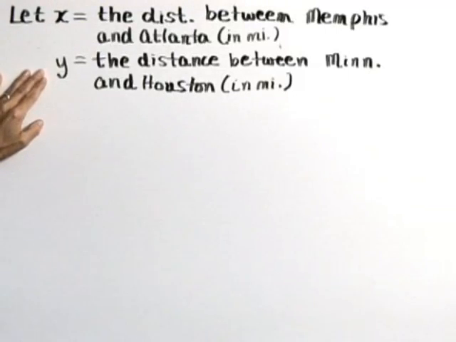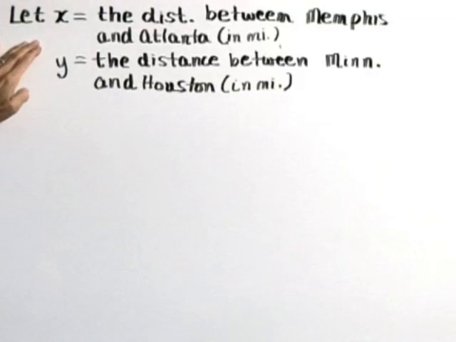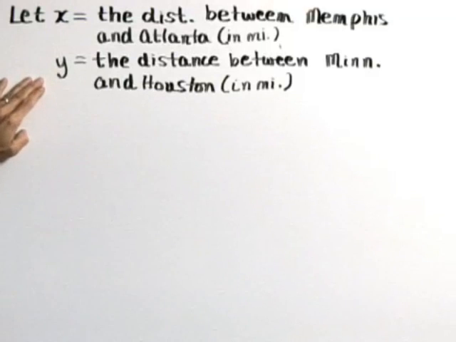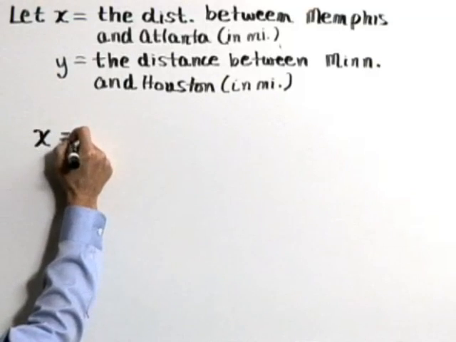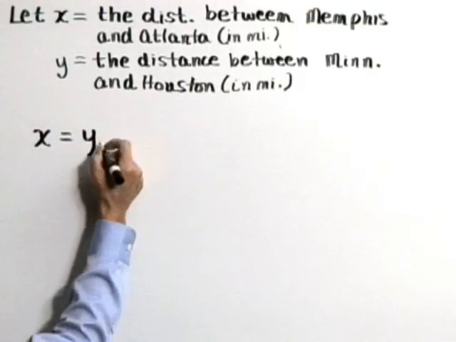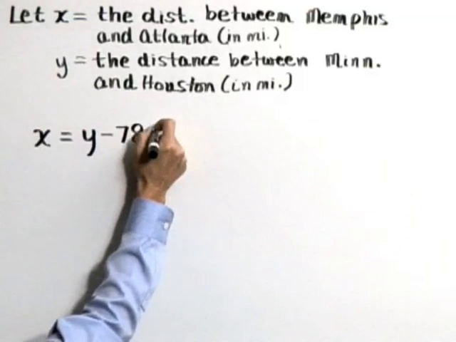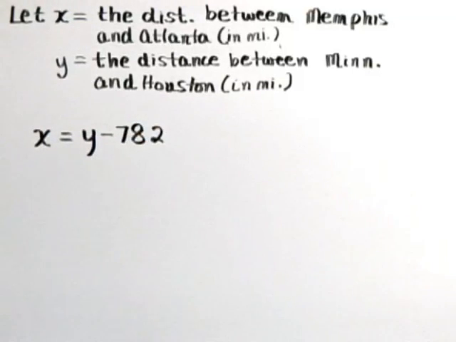Now let's write a system of equations for step 3. We're given that the distance between Memphis and Atlanta is 782 miles less than y, the distance between Minneapolis and Houston. So we can write the equation that x is equal to y, the larger distance, minus 782. That's one equation. We're also told that the total of these two distances is 1,570 miles.